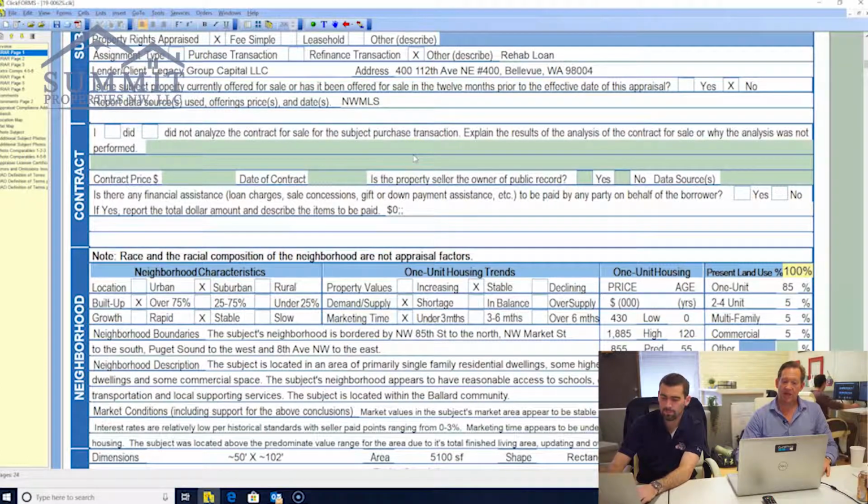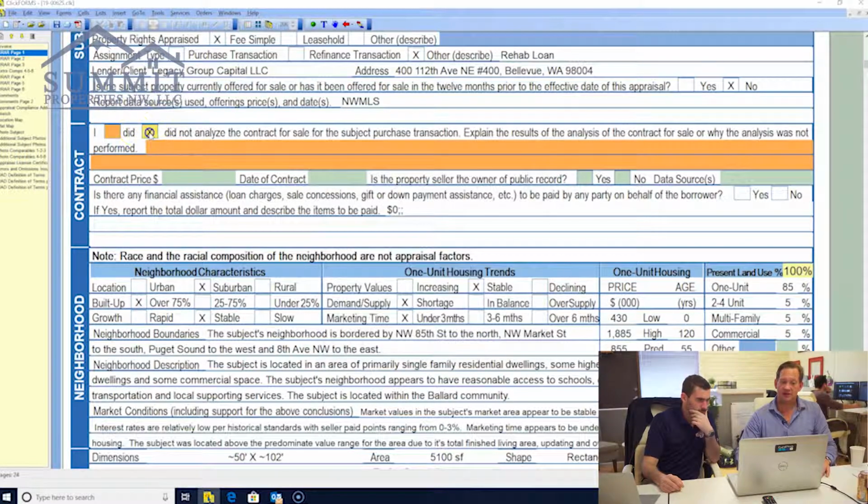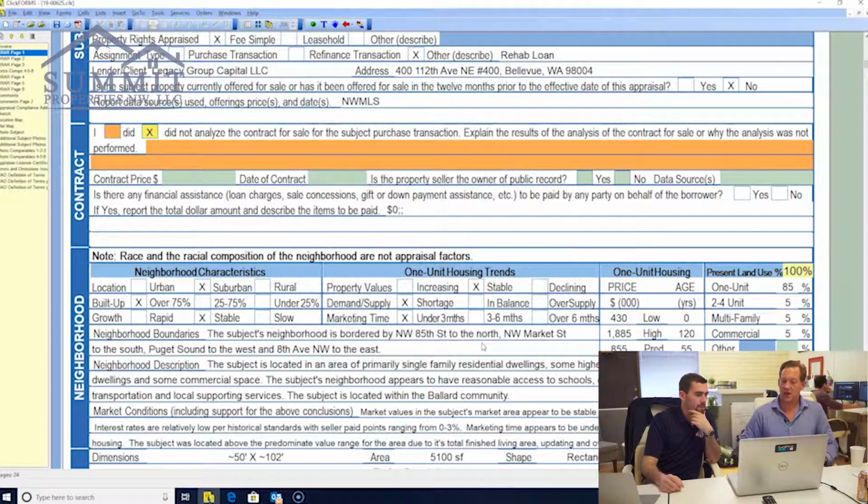Okay, and here's the contract section over here. And that is, yep, I did analyze it, and if that pops up, then I have to fill out a bunch of stuff. If the did not is, then... the purchase and sale contract? Yeah, purchase and sale. Yep, so if it's an active pending sale, we'll fill that out. But for most of the private lending we do with Legacy Group Capital, it's not on the market yet. It's not sold.